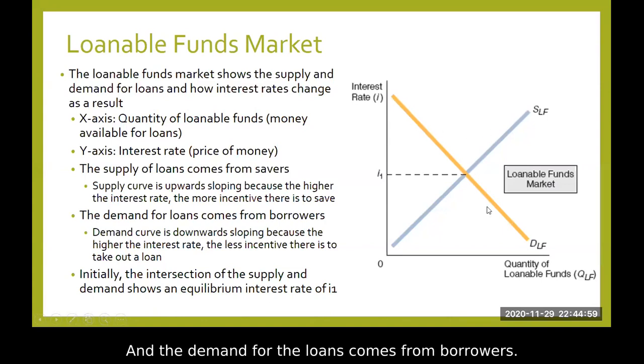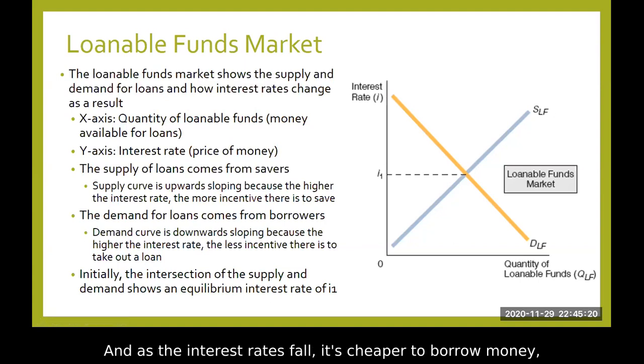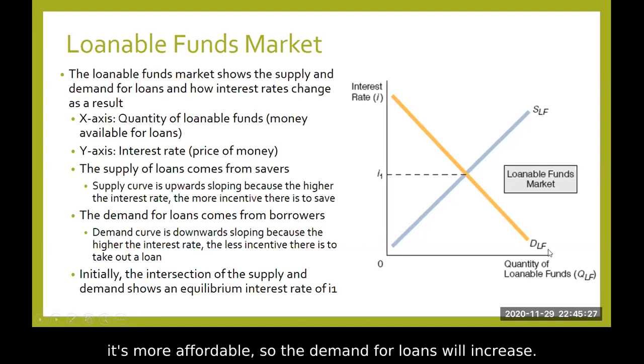And the demand for the loans comes from borrowers. So these are the people who demand the loans. And we can see that this is downward sloping because if the interest rate is really high, then few people will want to take out loans. So the demand for loans will be lower with higher interest rates. And as the interest rates fall, it's cheaper to borrow money, it's more affordable. So the demand for loans will increase.